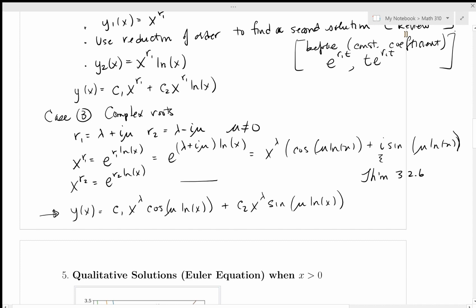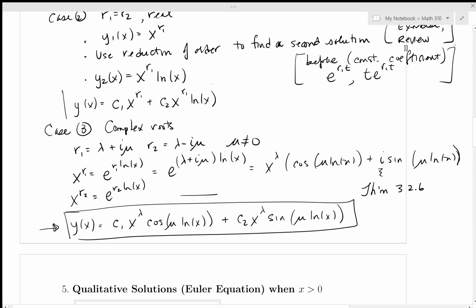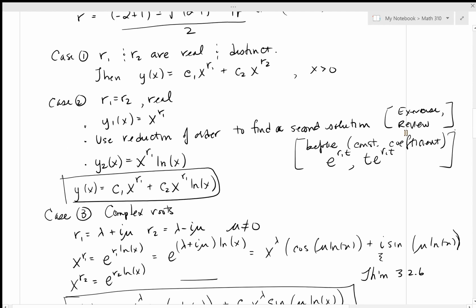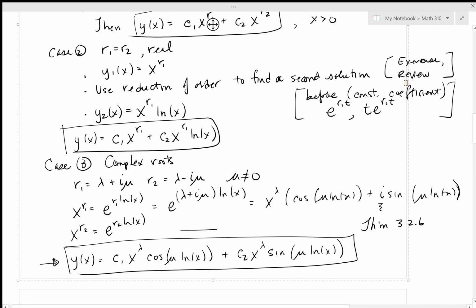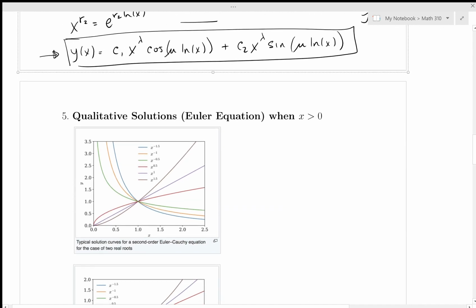So the point is, we have three possible solutions to the Euler equation depending on the values of the roots of the characteristic equation, and here they are. So there are the three cases, and we have fully solved the Euler equation. Let's just take a look at what the solutions look like.